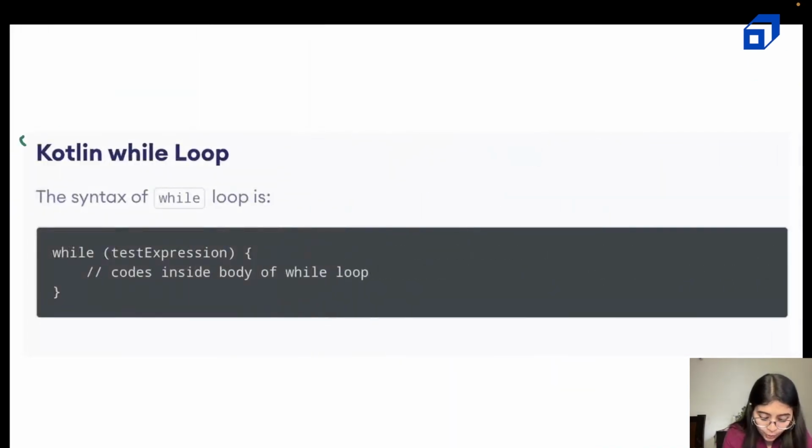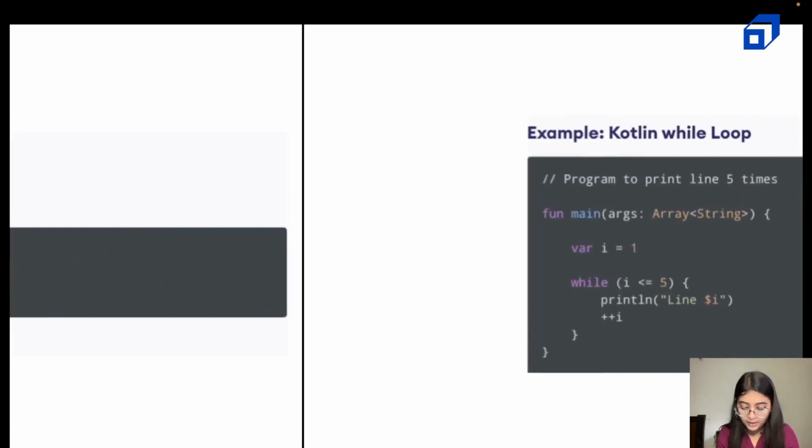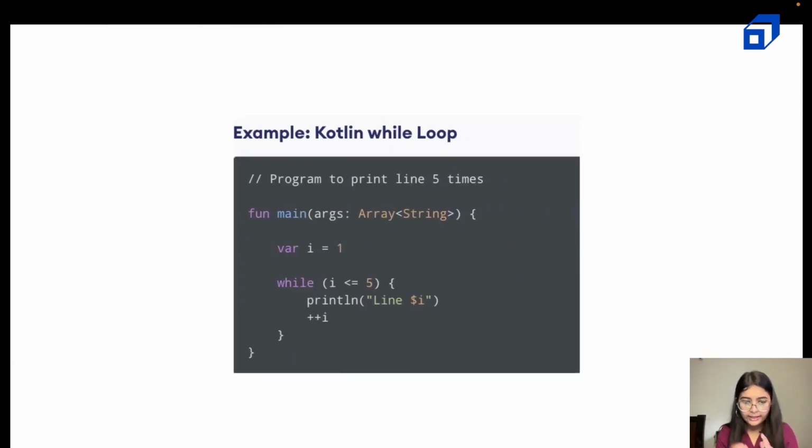Perfect. So now the very first thing is Kotlin while loop. This is the syntax of while loop. While some expression is true, you keep on executing the code which is inside the body of the while loop. Okay. If you are a beginner in coding, obviously right now you'll be feeling like this is a tough concept, but trust me, I'll tell you the example and everything, and it will become super duper simple for you.